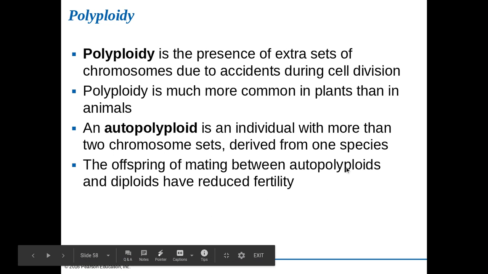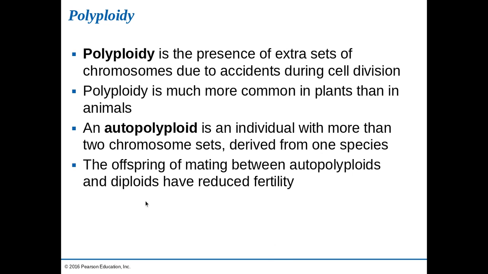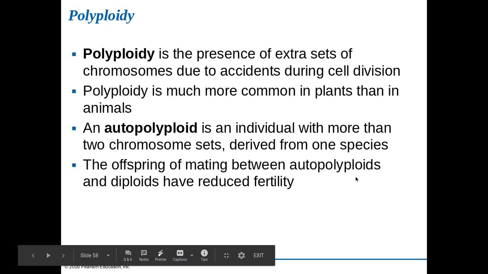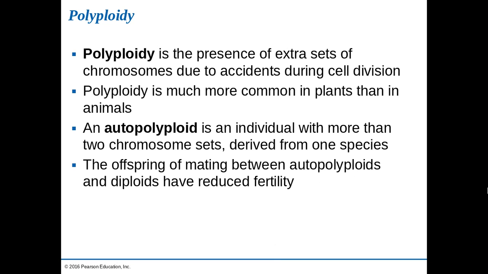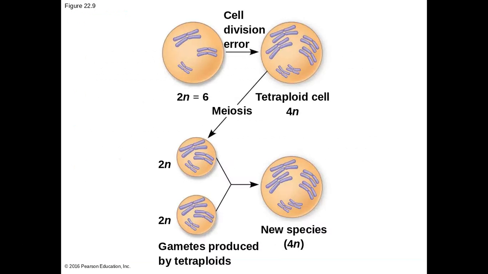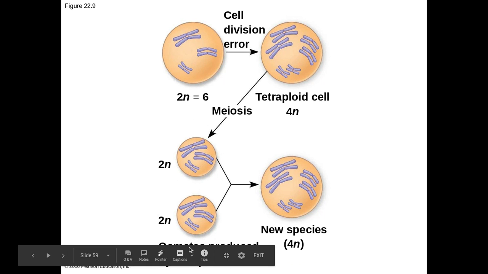And a lot of times, if you try to mate an autopolyploid with a diploid organism, like a regular organism, they might not be able to survive and reproduce very well. But sometimes, if you pair two polyploids together, they can survive and reproduce and produce more polyploids. So, for example, here we have a diploid cell which had 6 chromosomes, but now the tetraploid cell was created and we have 4N, a tetraploid cell. And when that cell goes through meiosis, we get 2 diploid gametes. But if those two can fertilize each other, we get this new tetraploid species.